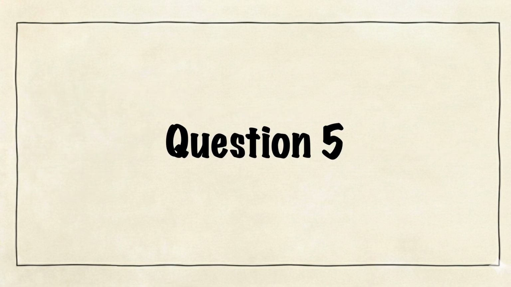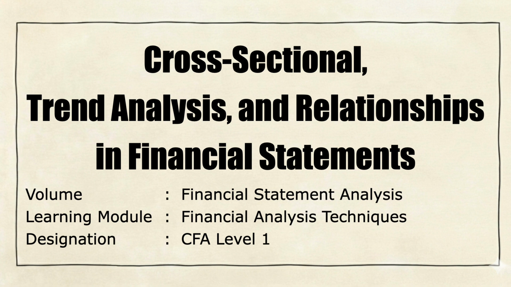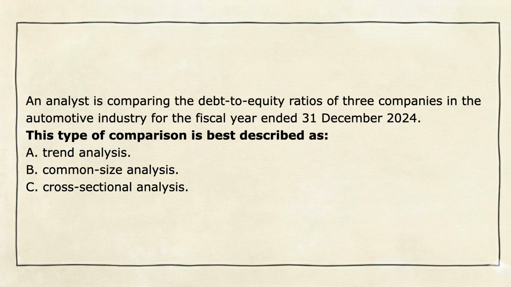Question 5. Cross-sectional, trend analysis, and relationships in financial statements. An analyst is comparing the debt-to-equity ratios of 3 companies in the automotive industry for the fiscal year ended December 31st, 2024. This type of comparison is best described as: A. Trend analysis, B. Common size analysis, C. Cross-sectional analysis.